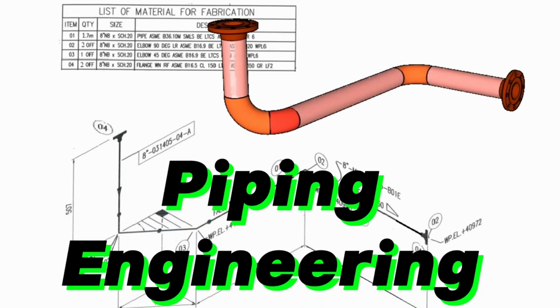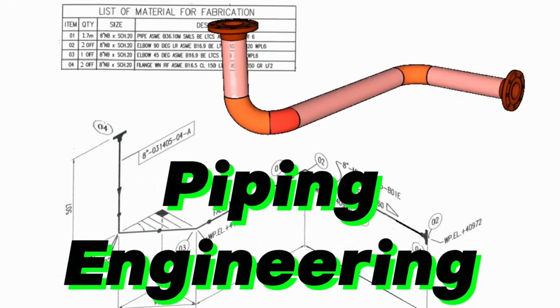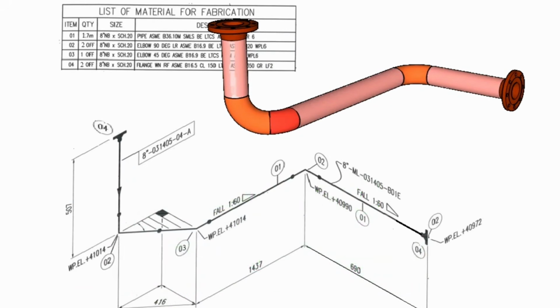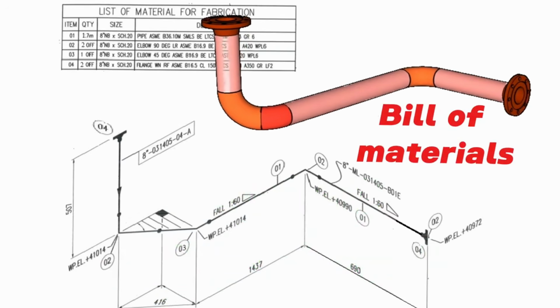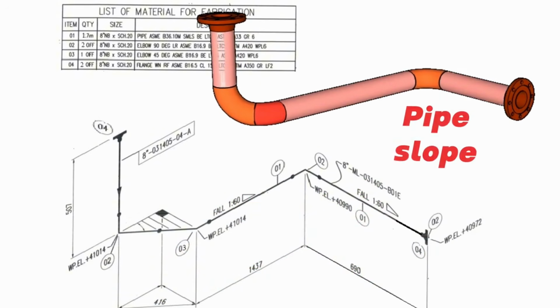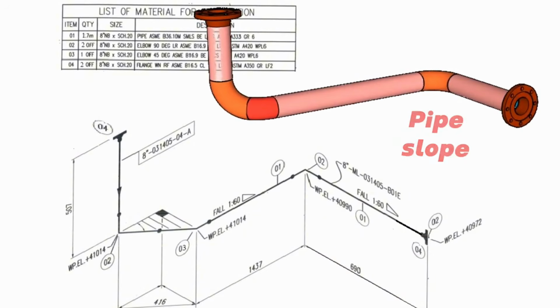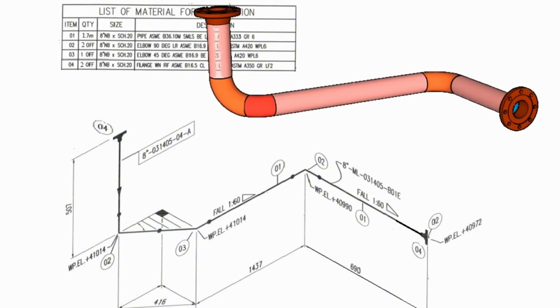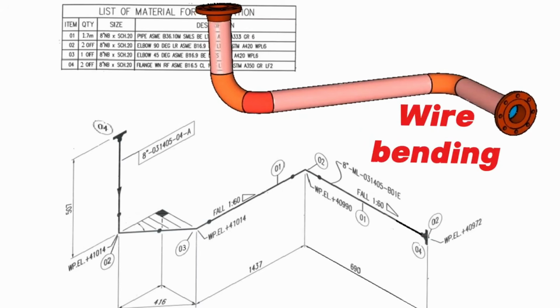We continue our videos about reading pipe isometric drawing. In this video, we'll be showing you how to read bill of materials and how to calculate pipe slope in the piping isometric drawing with easy method. At the end of the video we will prepare wire bending of this pipeline.